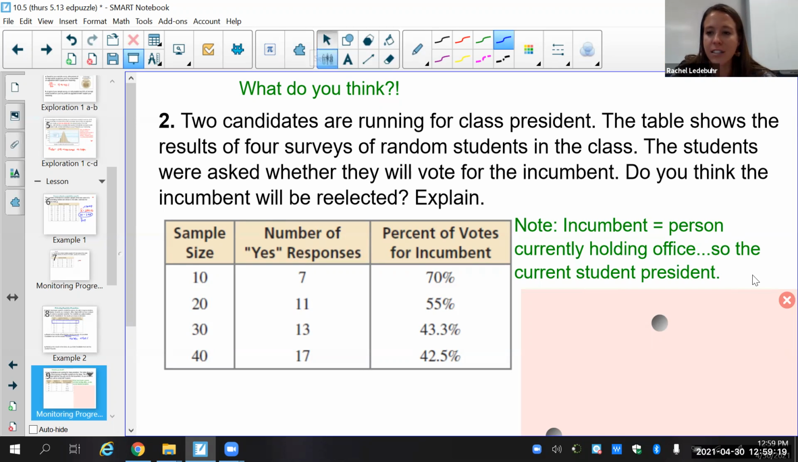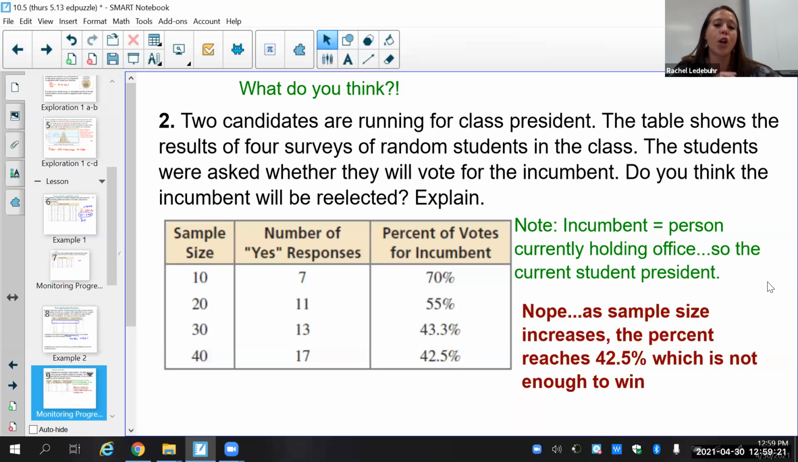Okay, let's check our answers, see what you got. No. So based on these results, no. As the sample size increases, the percent reaches only 42.5%. So that's not enough to win, right? If we look at that percent.